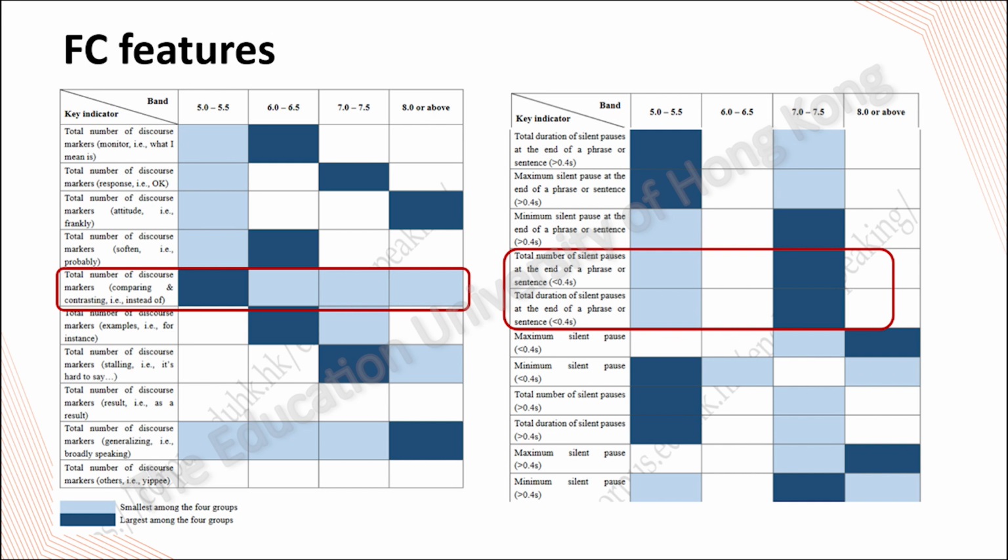We summarized the common features produced by speakers from different proficiency levels. This chart is for discourse markers and connectives. We can see that Band 5 and 5.5 speakers produced more discourse markers on comparing. Band 8 or higher speakers used more on attitude and generalizing. For the features of pausing, lower-level speakers produced more filled pauses and silent pauses in the middle of an utterance. Higher-level speakers produced more silent pauses at the end of an utterance.